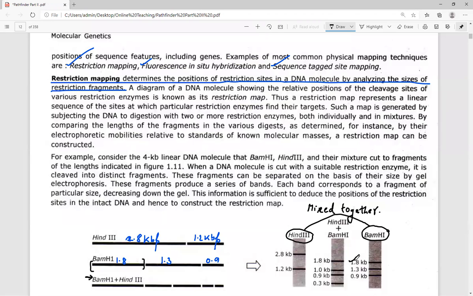It would be cleaved in the form of 1.8. The rest one was 1.2. Now, how is this 1.2 going to be cleaved? The 1.2 can be made to cleave into 0.9.